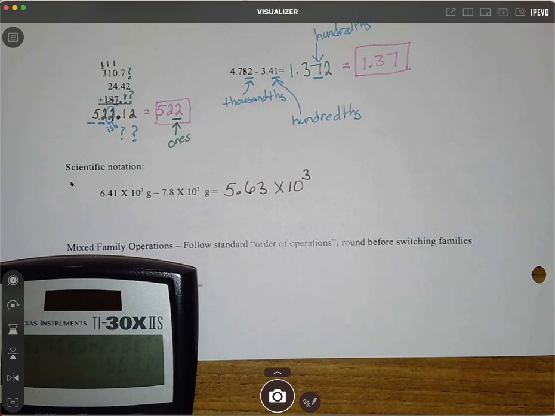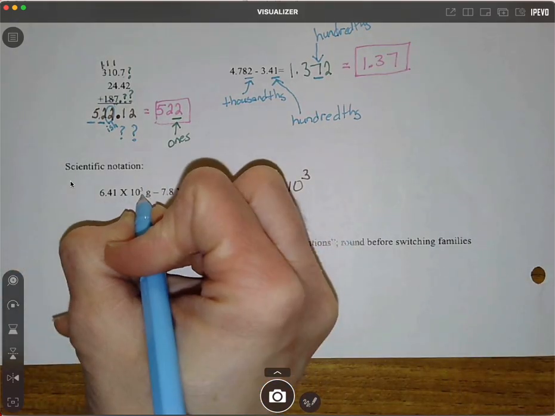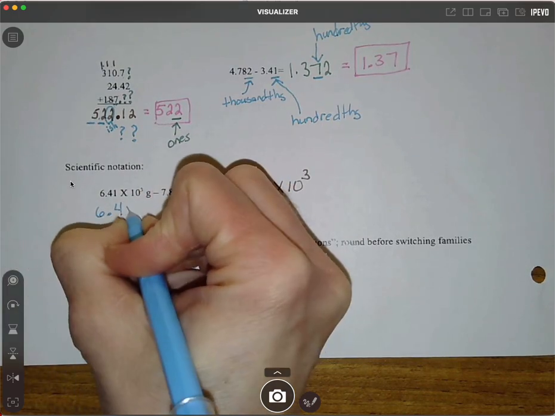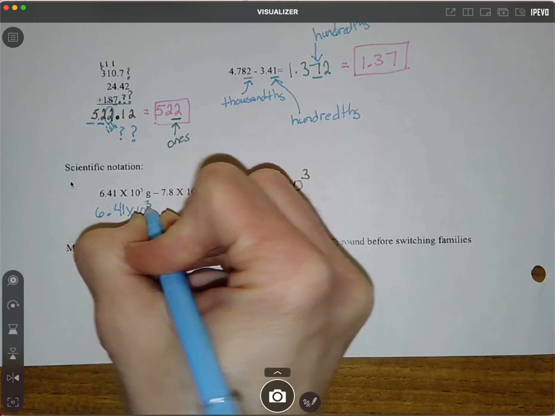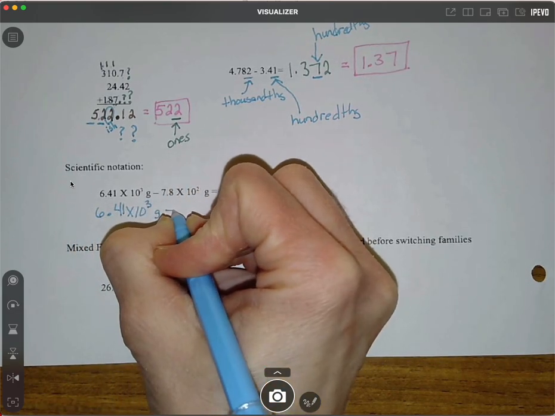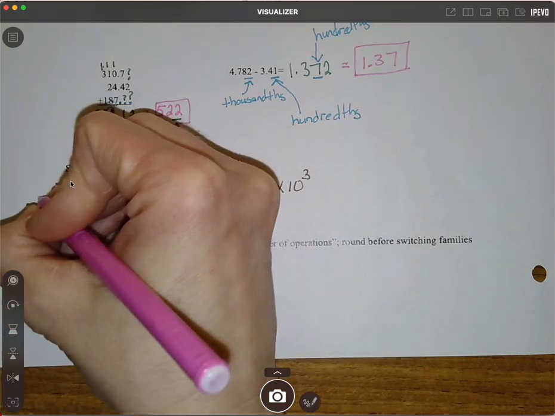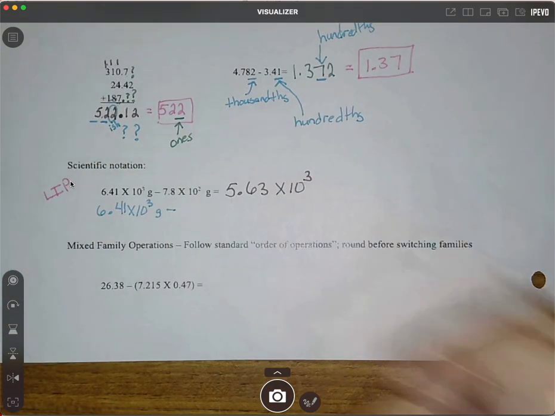Now that I know that the answer is times 10 to the third, I'm going to go along this entire problem and write everything as times 10 to the third. Well, this one's already done. 6.41 times 10 to the third. But 7.8 is written in the form of times 10 to the second. The secret to doing this is LIP.